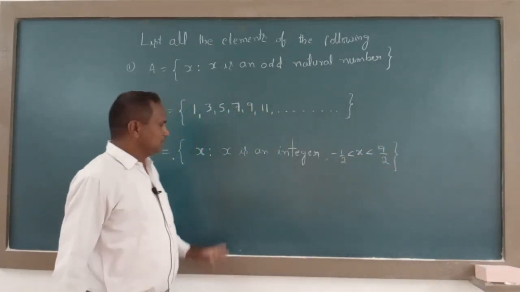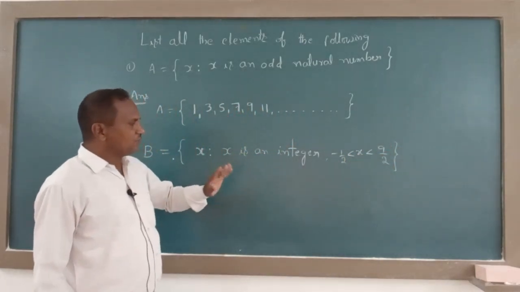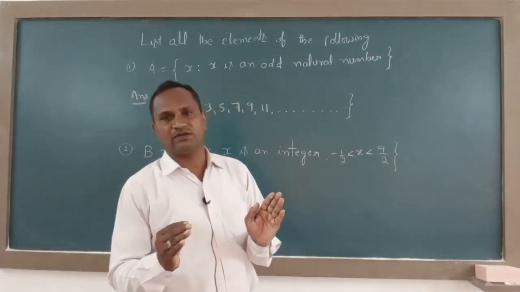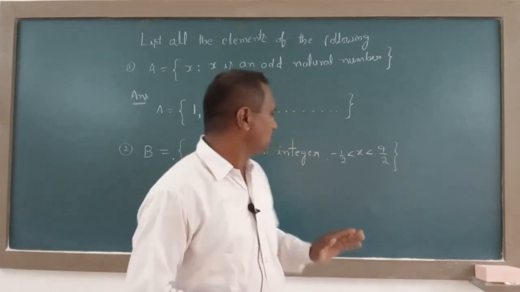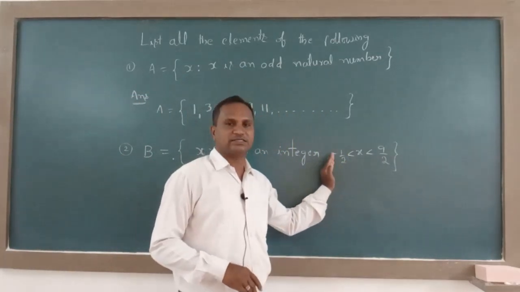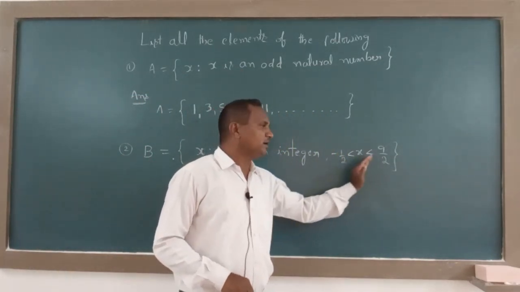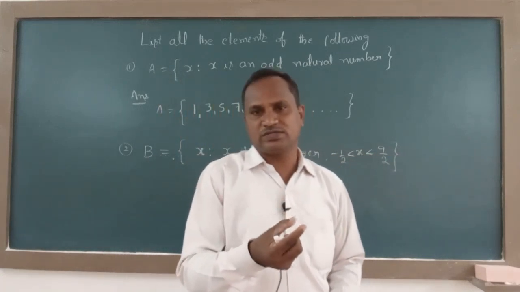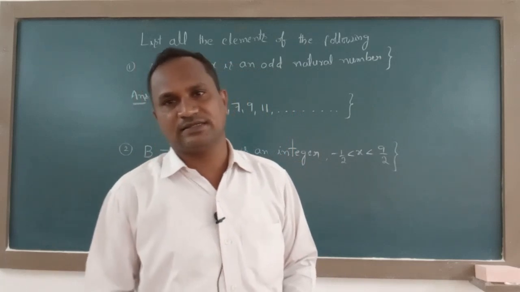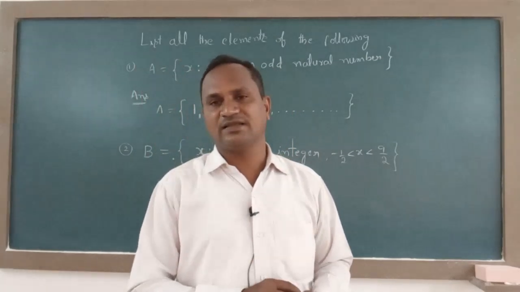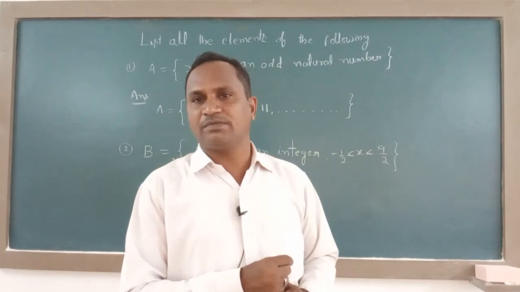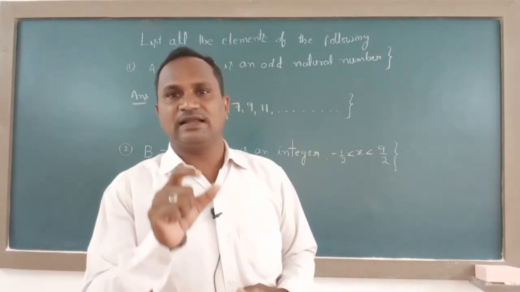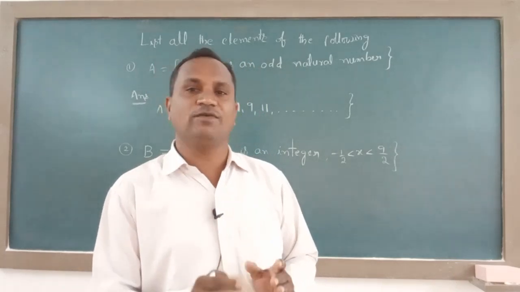Here in this set builder form, they mentioned the value of x lies between minus 1 by 2 and 9 by 2, an open interval. Exclude minus 1 by 2 and also exclude 9 by 2. Between those, they are just asking for integers. They don't ask for any real numbers here. If they asked for real numbers, we should consider fractions also. They are just asking for integers, but how many, and what are they?